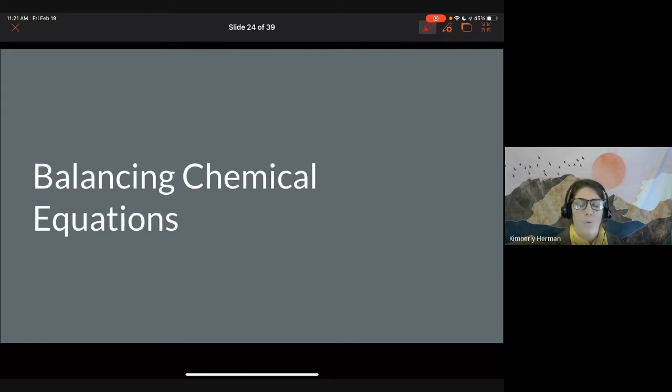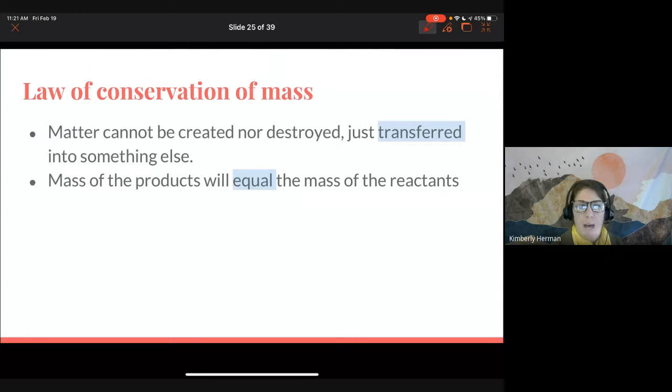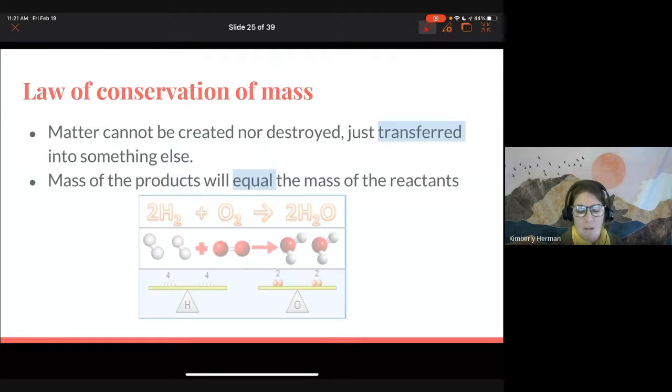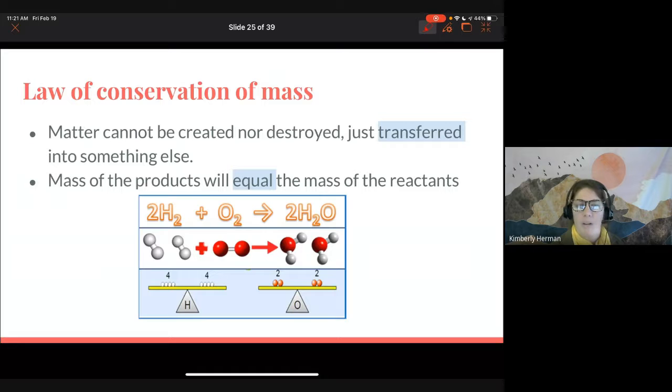Okay, in this video, we're looking at balancing chemical equations. Now, you might have balanced in the past, whether it was last year in biology or maybe even in middle school. So we have to keep in mind the law of conservation of mass. It says matter cannot be created nor destroyed. The key is that it's going to be transferred from what we have as our starting materials, our reactants, to our products, or into something else or something new.